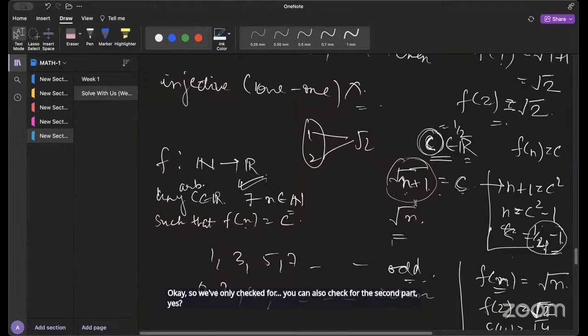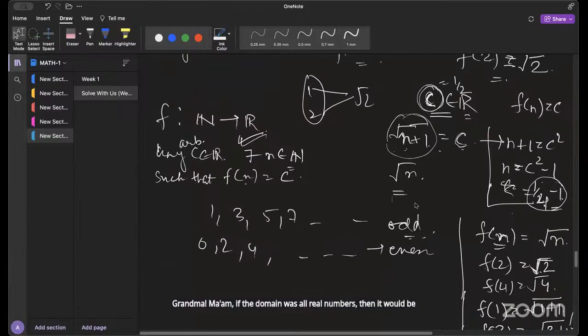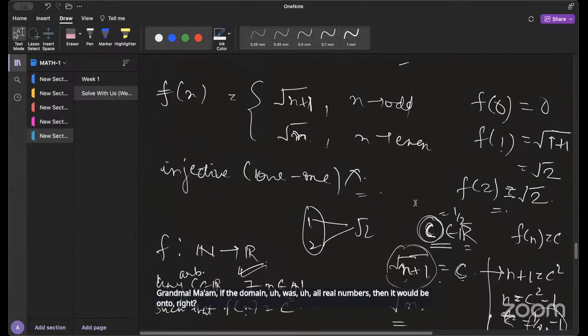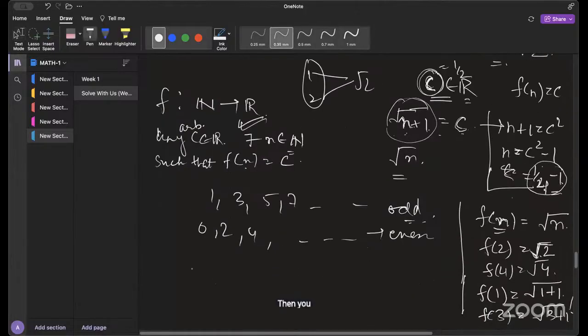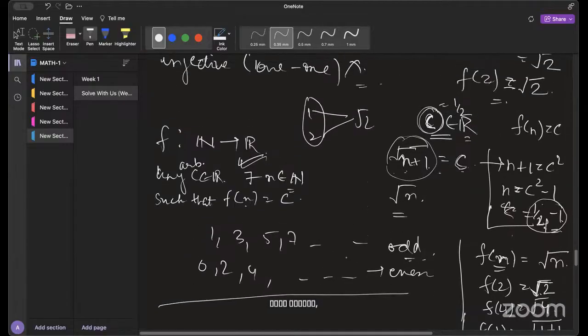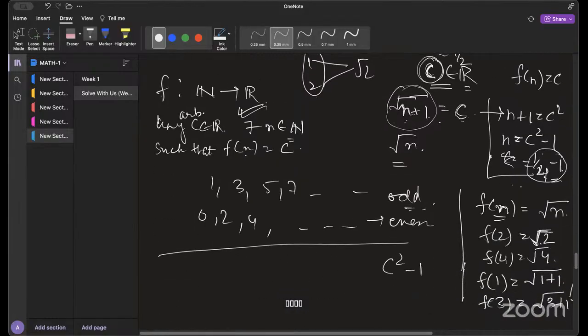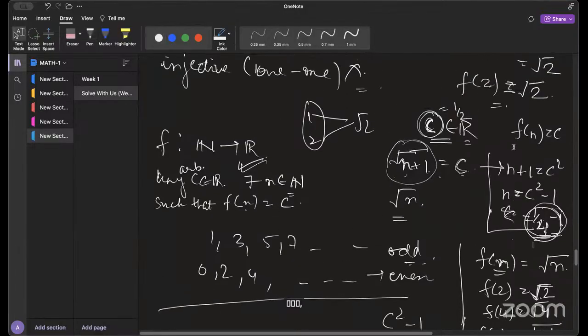Ma'am, if the domain was all real numbers, then it would be onto, right? Yeah, then it would be onto because again, n will be a real number, then you'll have c square. It will be a real number then. You'll always get a real number here. Okay, ma'am, it would be an onto function.